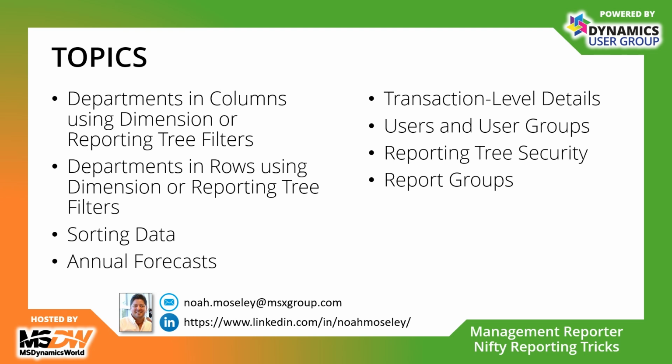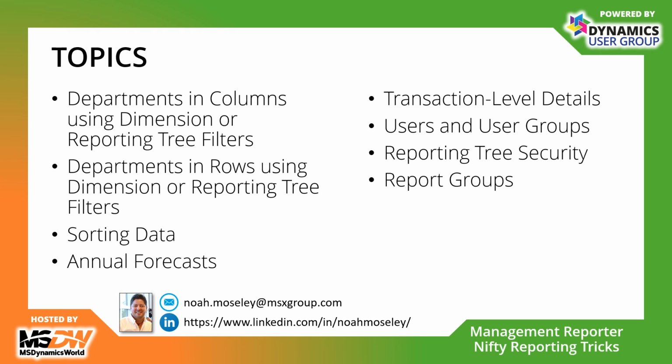So a lot of different topics that we're going to look at during this session. We're going to look at different options for filtering out data, organizing data between columns and rows and security, report groups. We'll look at departments in columns using dimension filters or reporting tree filters. We'll do the same kind of deal in the row definitions. We'll look at sorting data. You can sort data for any of the reports you build. The description column data can be sorted alphabetically. Any of your numeric columns.